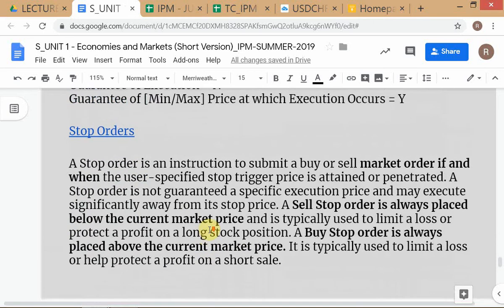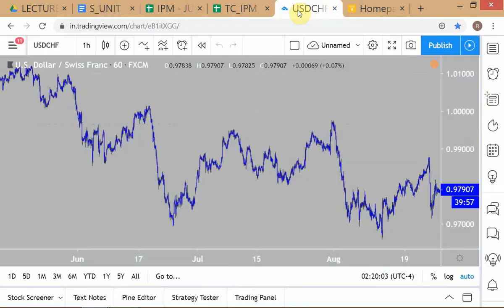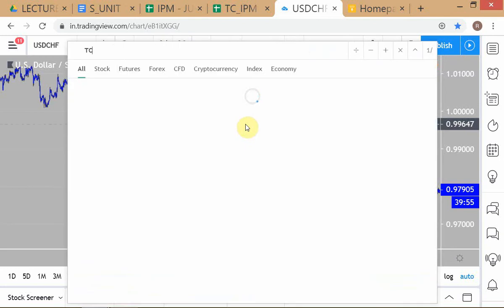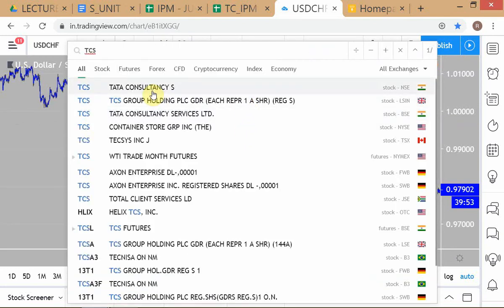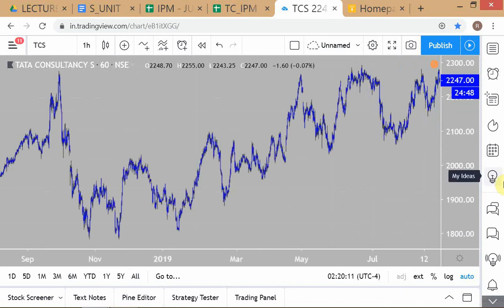So in a stop order, the parameter is also one. There's only one parameter in a stop order, which is the stop trigger level. You're already familiar with this, so I'm just rehashing it, because when you enter a stop order, we have discussed all these extensive cases where we were looking at TCS. We took TCS as a running case study, and we talked about all kinds of stops.